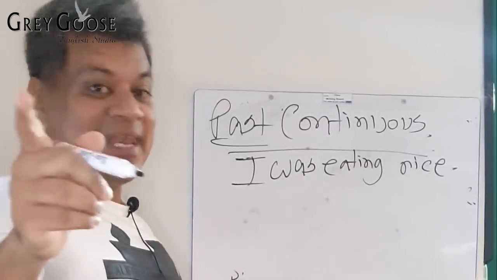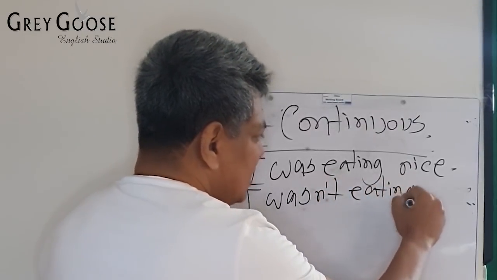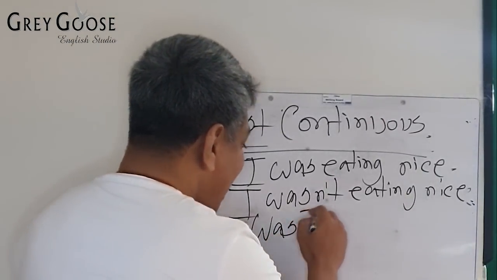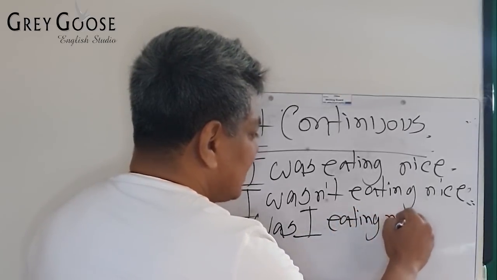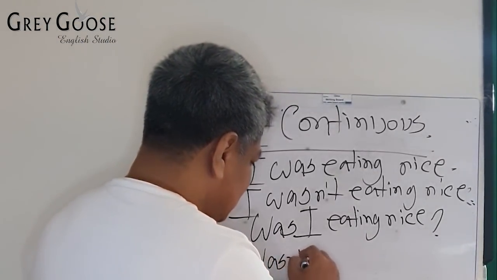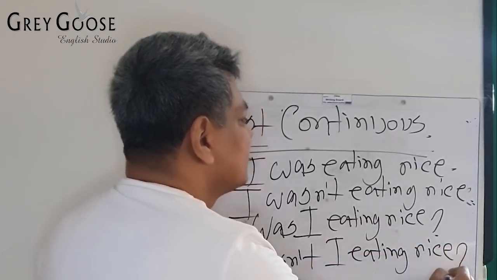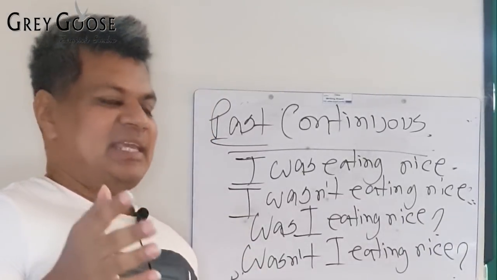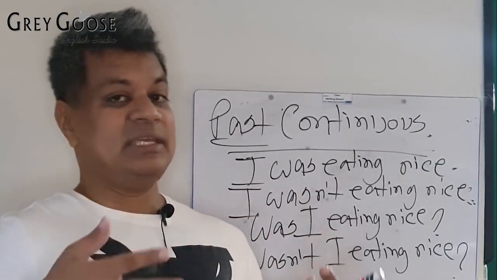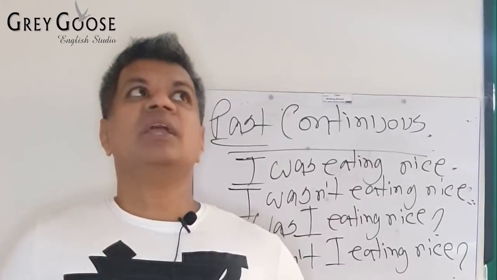Now, turn that negative: I wasn't eating rice. And then interrogative as usual: was I eating rice? And then negative interrogative: wasn't I eating rice? That's it, done. Look, I was eating rice, I wasn't eating rice, was I eating rice, wasn't I eating rice? Done. I said, next one is obviously past perfect and past perfect continuous.